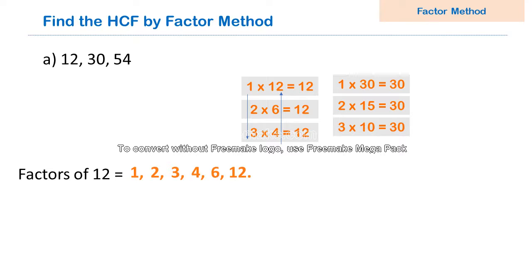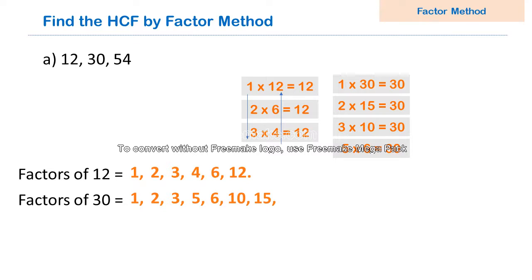Is 30 completely divisible by 4? No, so leave it. Is 30 completely divisible by 5? Yes, the product can be written as 5 multiplied by 6 is equal to 30. Then we move on to 6, which is already covered here. When we know that we have covered all possible products of two numbers, we stop here. So the factors of 30 are 1, 2, 3, 5, 6, 10, 15 and 30.